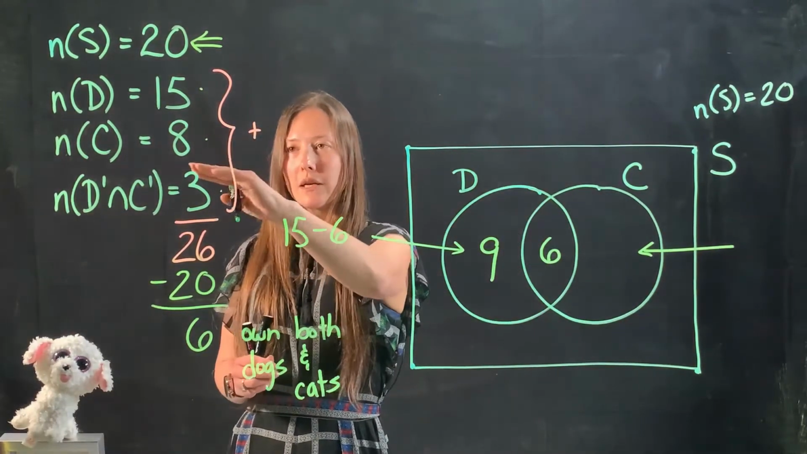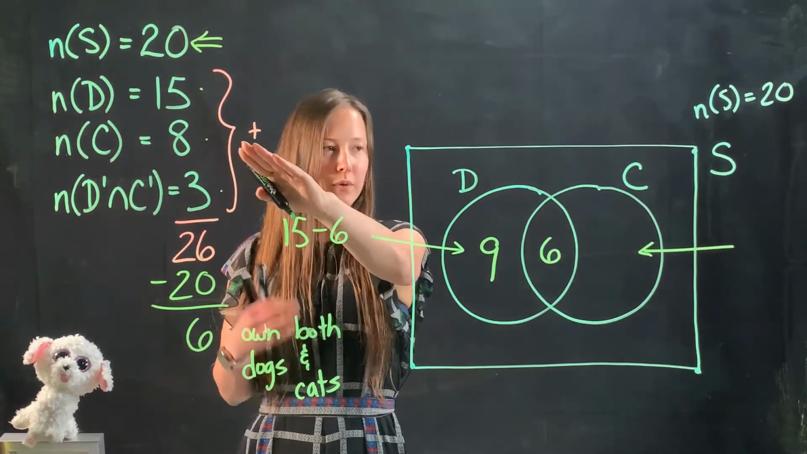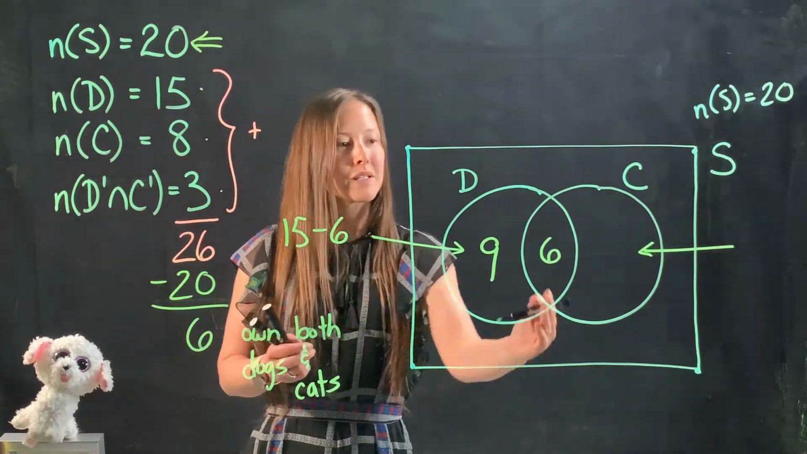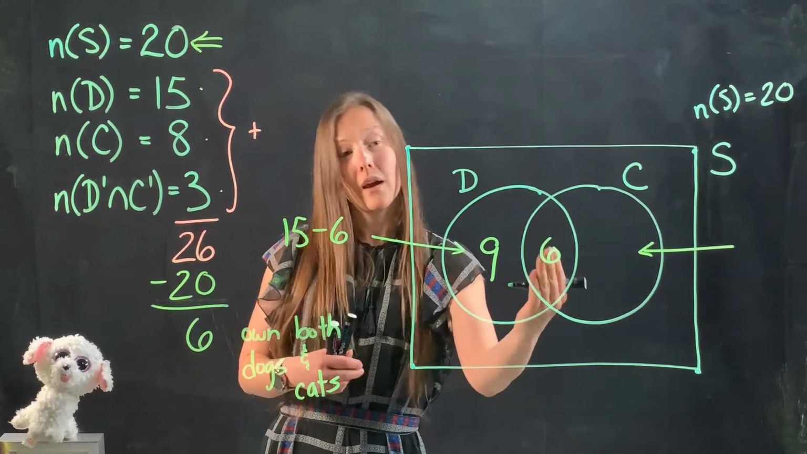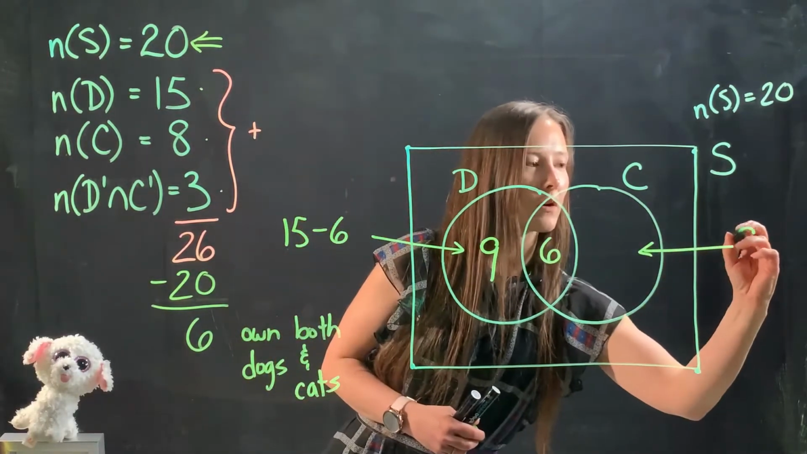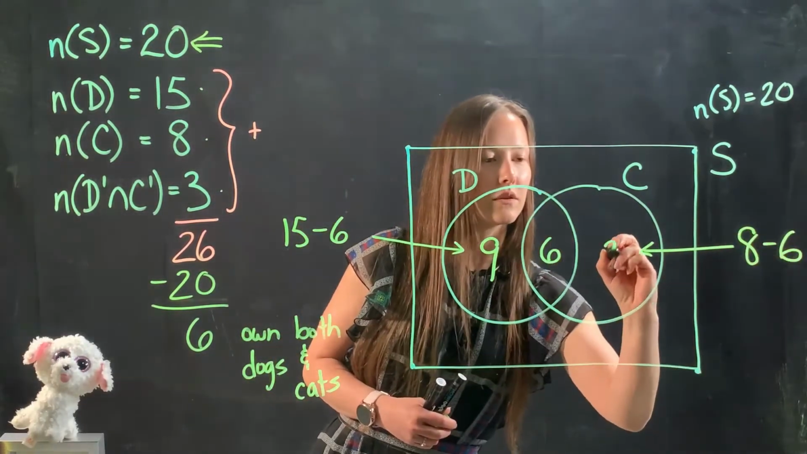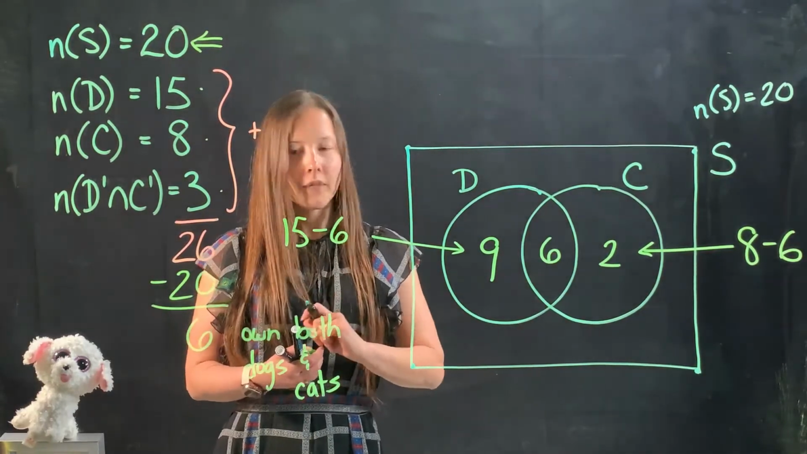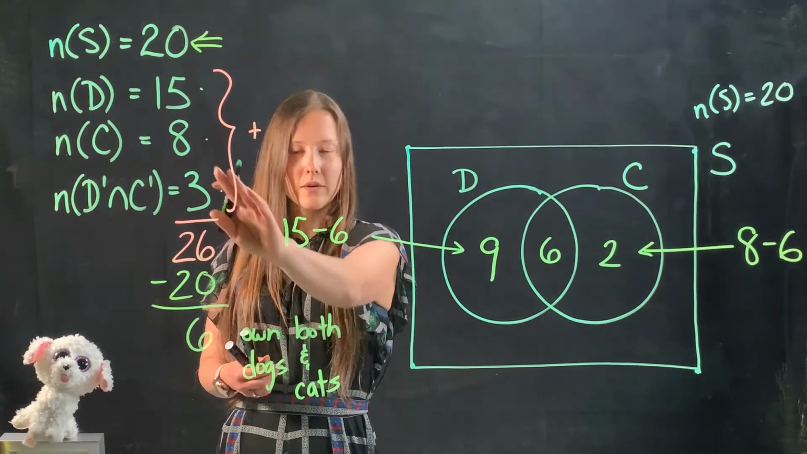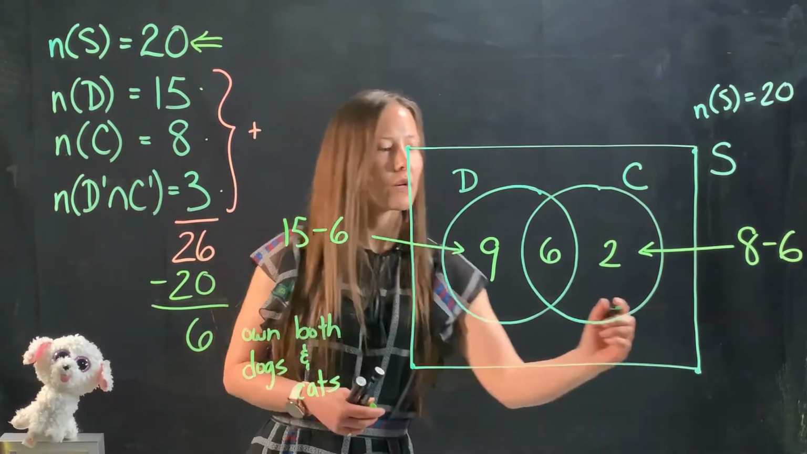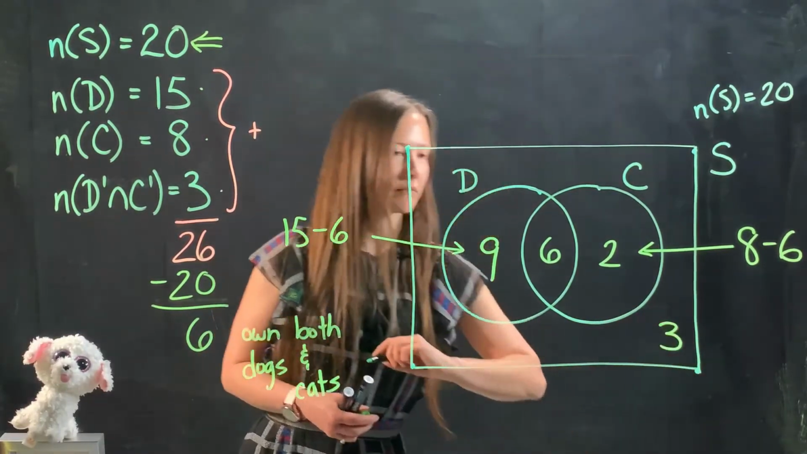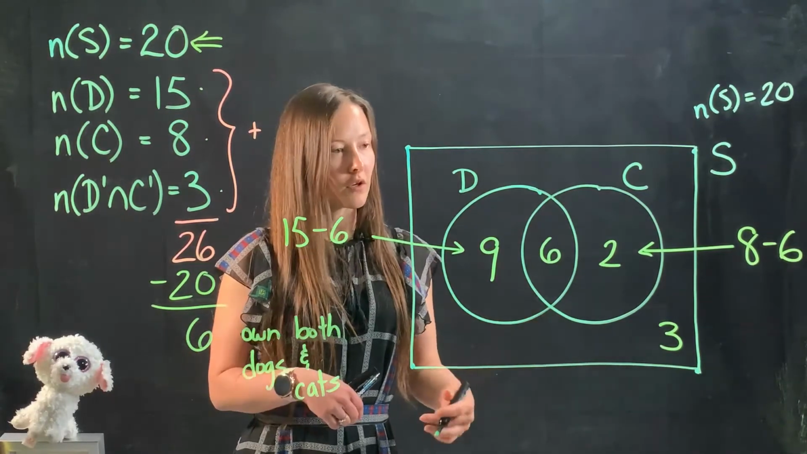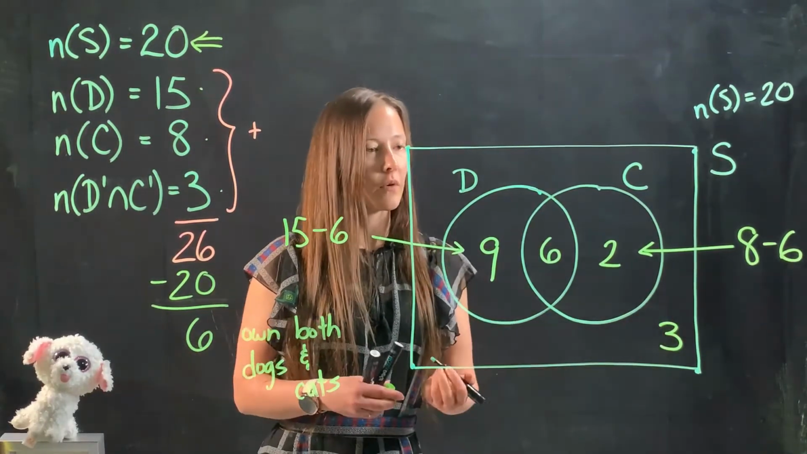Let's go over to cats. So going back to our data over here, we have 8 people who say they own cats, but 6 have already been accounted for in the middle. So we're going to go 8 minus 6 to get the 2 that own cats only. The last thing we need to take into account is the 3 who own neither dogs nor cats. That's going to go in the outer region. And in fact, I could have put that in earlier on because that's the only place where it could go.